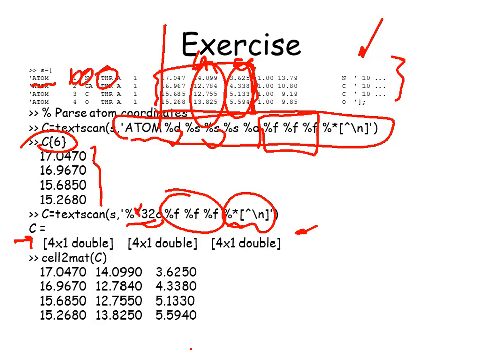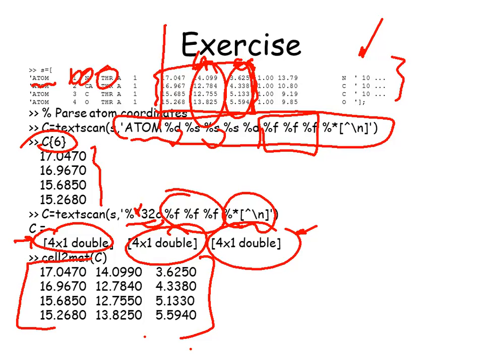All right, so that will give me a cell array with 3 elements that contain the X coordinates, the Y coordinates, and the Z coordinates. The cell2mat function will take a cell array and generate a numerical vector. And this will be the numbers that you extracted as X, Y, Z coordinates of the 4 atoms shown in this string. Okay?